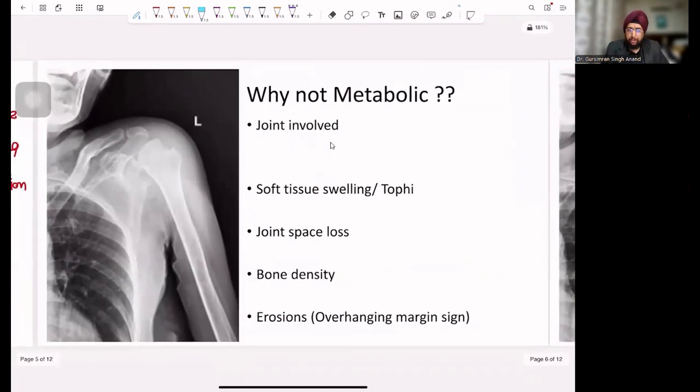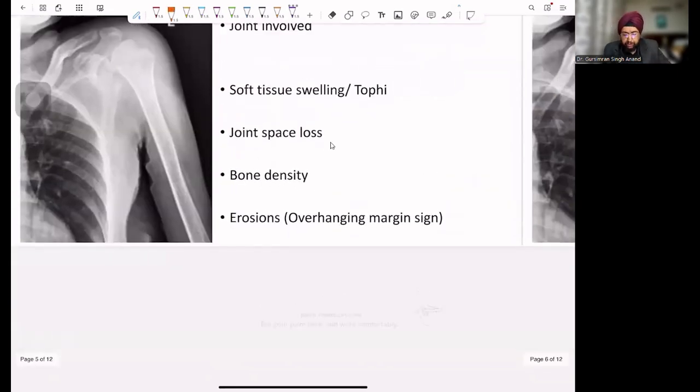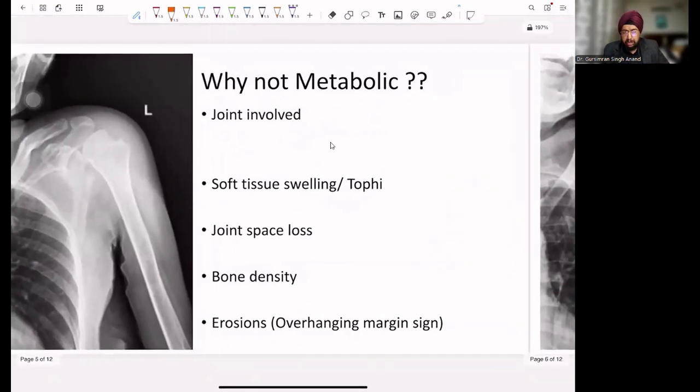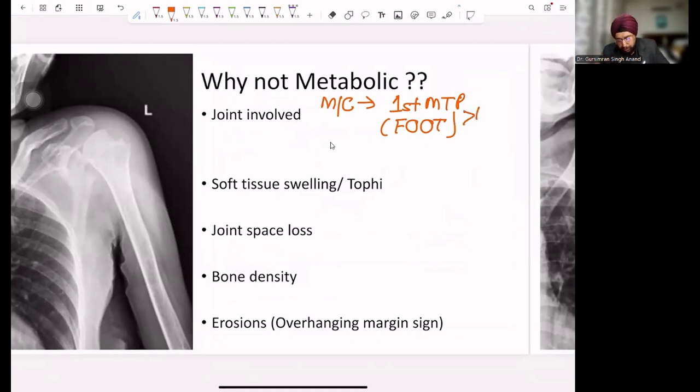Why it is not metabolic. Again, if somebody would present you with a case of gouty arthritis, either he will be showing you an X-ray of the foot or hand. Please remember the most common joint to be involved in gout is your first metatarsophalangeal joint. So the most common area to be involved by gout is your foot region, and in the foot, it's your first metatarsophalangeal joint, followed by your hands. Again, the shoulder is one of the rarest areas to be involved by gouty arthritis.